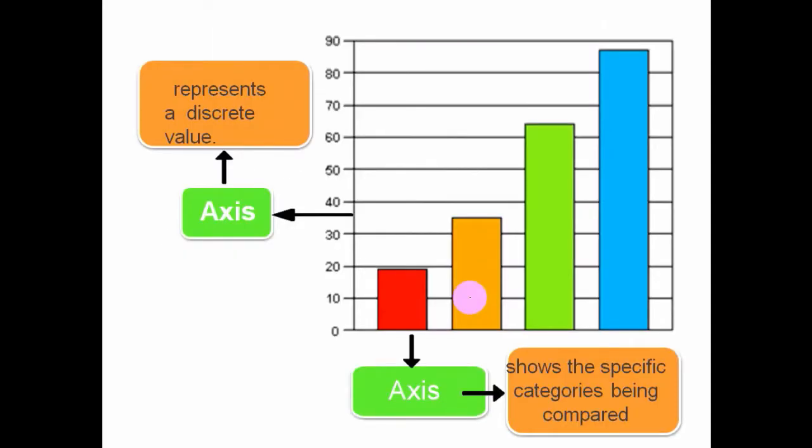Now you see over here, this is a bar chart. In the bar chart, we have two axes. One is the vertical axis and the other is the horizontal axis. The horizontal axis shows the specific categories being compared, and the vertical axis represents a discrete value. These are the discrete values of the data, and these are the qualities, the categories of the data.